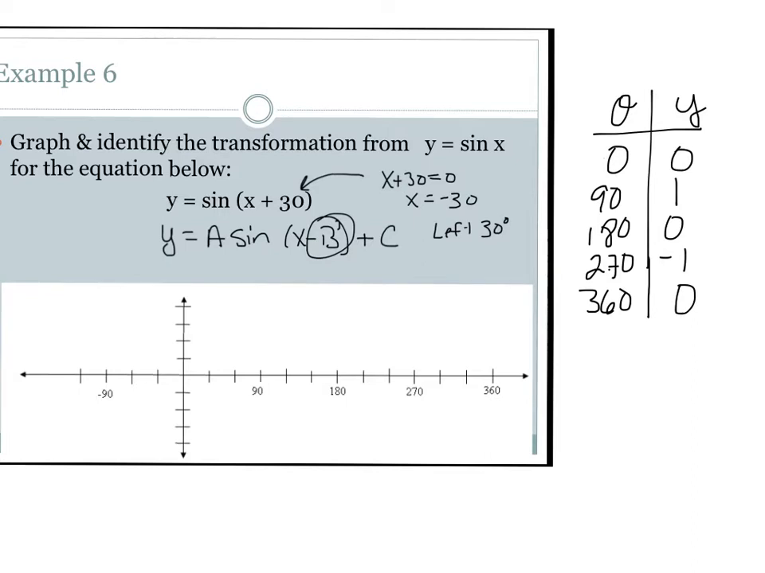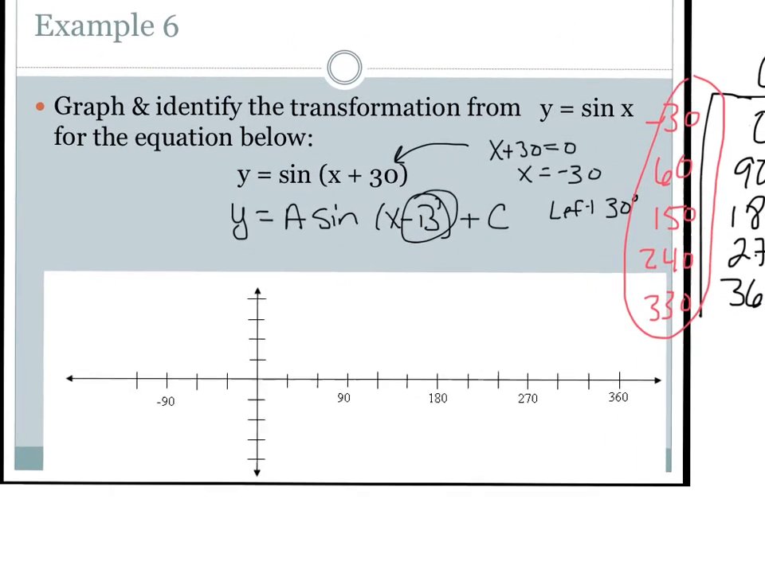But I'm moving left 30 degrees, so these angles are going to change to negative 30, 60, 150, 240, and 330. So these are my new angle measurements. All I did is shift them, so the y-values are going to stay the same, and I'm just going to shift my graph to the left 30 degrees.